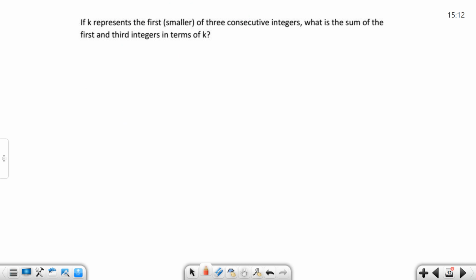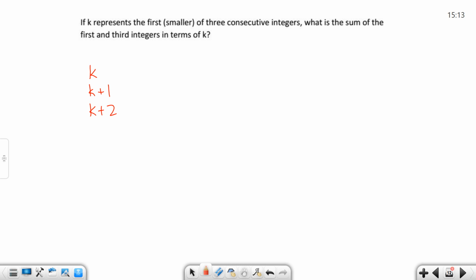If k represents the first, or the smaller, of three consecutive integers. All right, so before we even get any further, the next integer is k plus 1, and what's the next integer? It's k plus 2, right? All right, so k, k plus 1, and k plus 2. That's three consecutive integers. If this is 3, then this is 3 plus 1, which is 4, and 3 plus 2, which is 5, right? That's three consecutive integers.